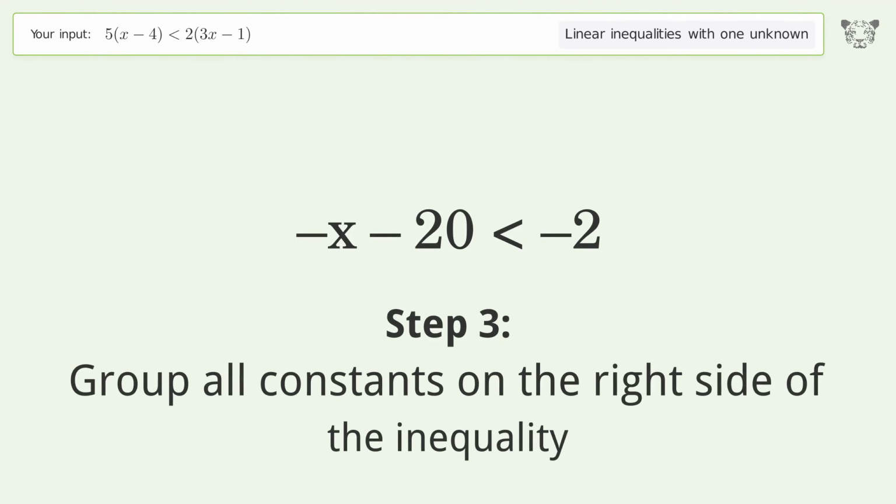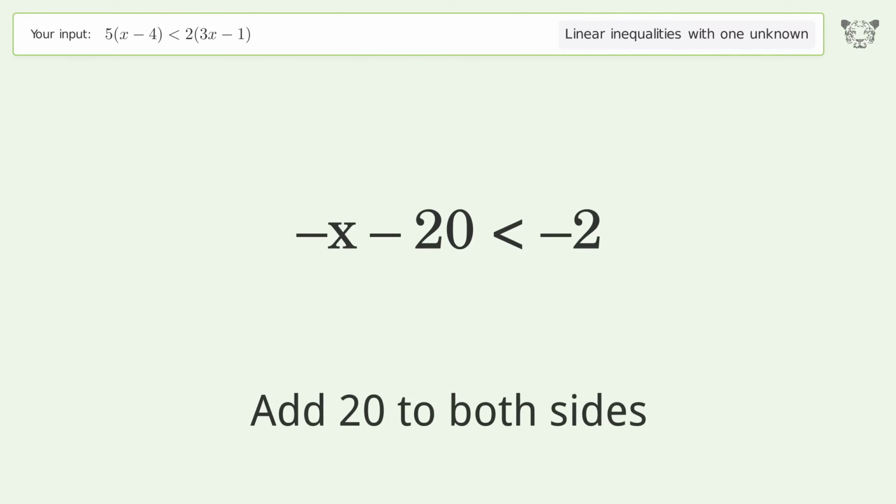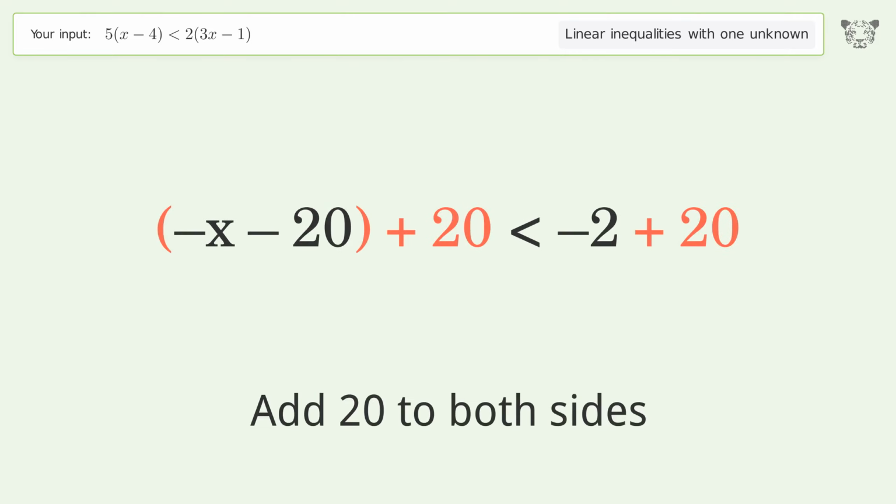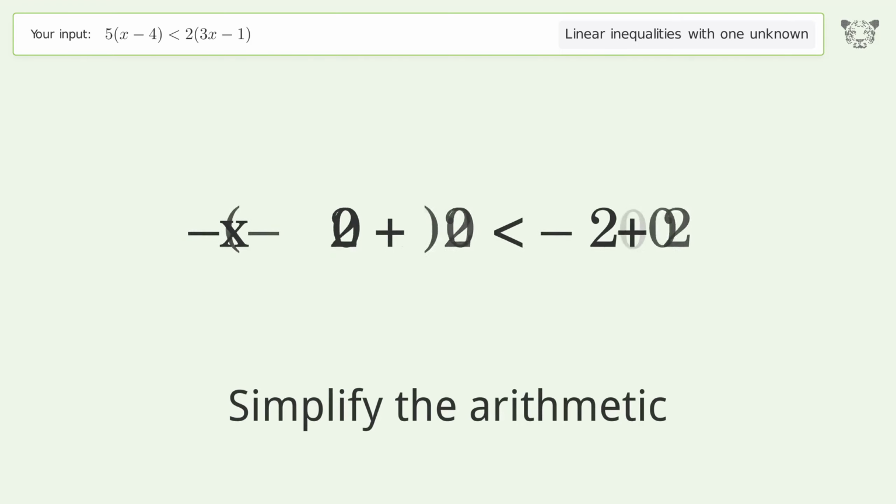Group all constants on the right side of the inequality. Add 20 to both sides. Simplify the arithmetic.